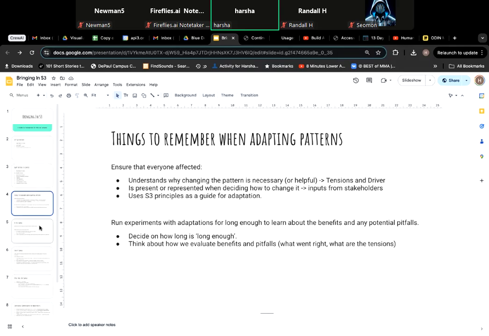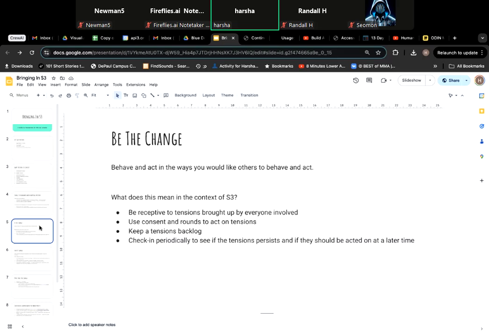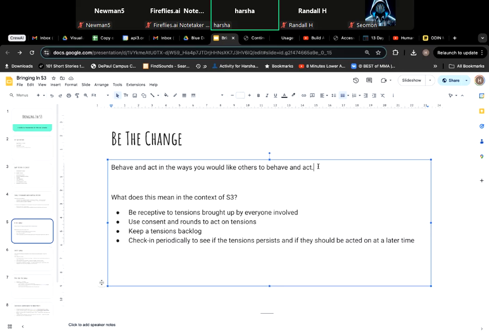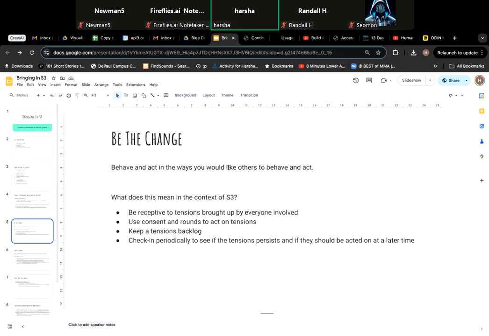Okay, we will go to the next one, which is be the change. Behave and act in ways you'd like others to behave and act. Technically, this is like the simplest. It's pretty vague, seems pretty obvious, but when in action, I think this is like the hardest to figure out.